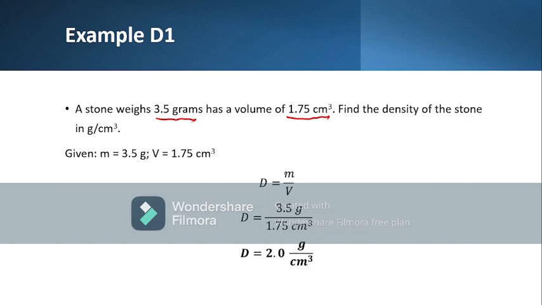So, the formula is mass over volume. So, mass is 3.5 grams. Volume is 1.75 cubic centimeter. Divide. So, we will have 2.0 gram per cubic centimeter. Okay? So, this is your final answer. So, this is the density of the stone.